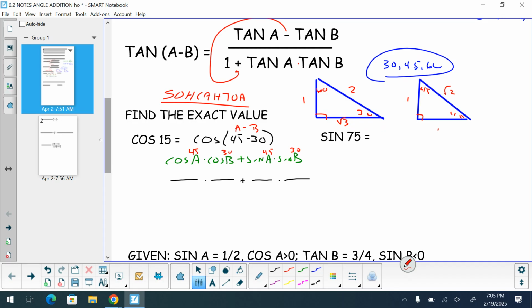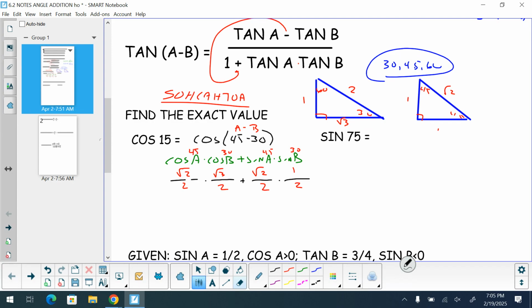So looking at your triangle, what is the cosine of 45? Write it rationalized. I know it's 1 over square root of 2, but we want to rationalize that. What is the cosine of 30? So we have square root of 2 over 2 for cosine of 45. Cosine of 30 is square root of 3 over 2. Sine of 45 is the same as the cosine, square root of 2 over 2. And sine of 30 is 1/2.